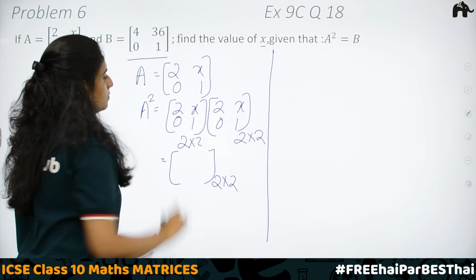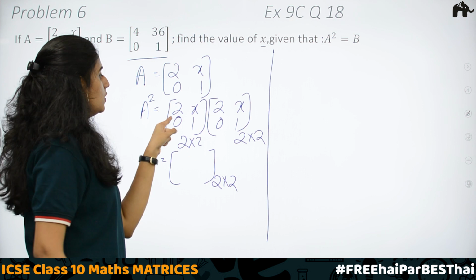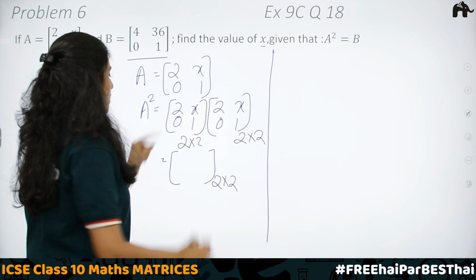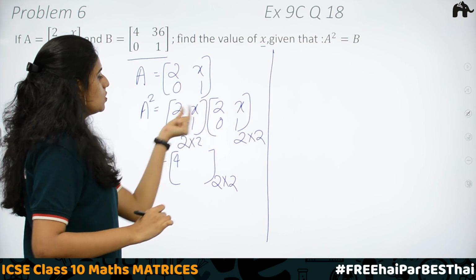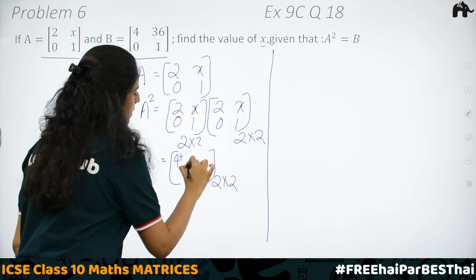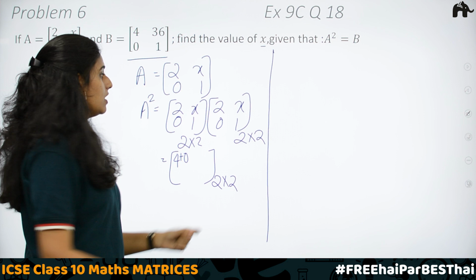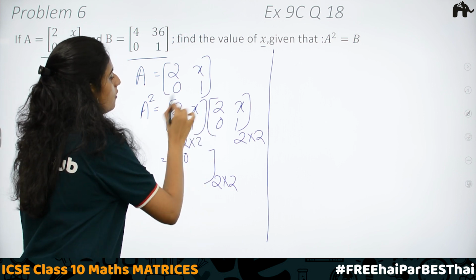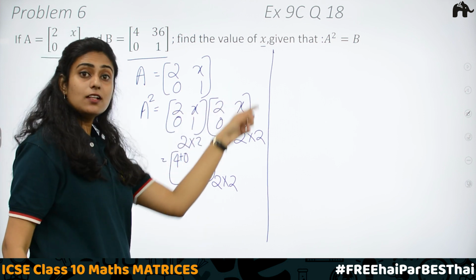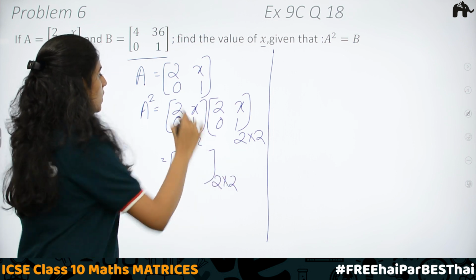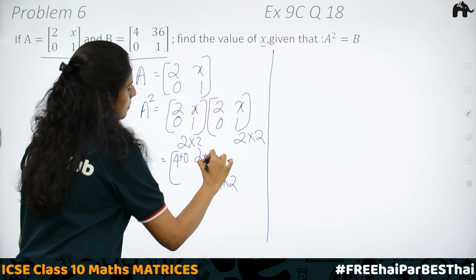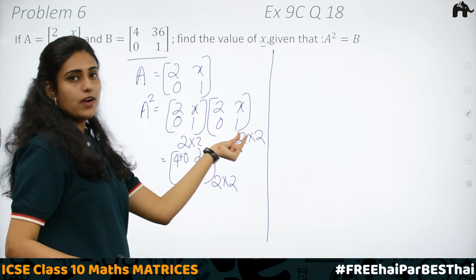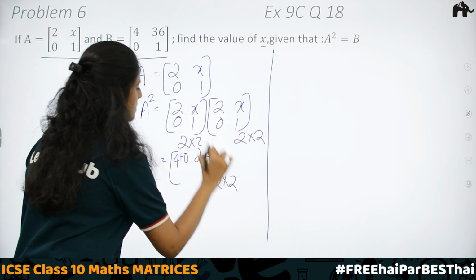Now we need to find the elements of this 2 by 2 matrix. 2 into 2, first row and the first column. 2 into 2, we get 4, plus 0 into x, that is 0. 4 plus 0. To get the second element, we have to consider the first row of the first matrix and the second column of the second matrix. 2 into x, 2x, plus x into 1 is x, 2x plus x.